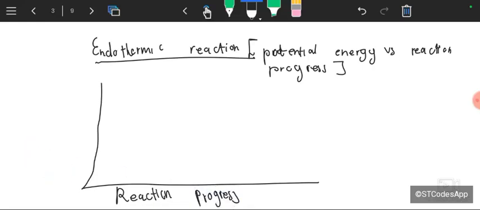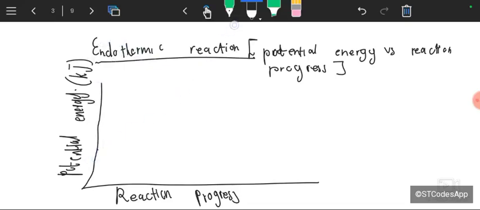Here we have potential energy, which is measured in kilojoules. Remember, it's potential energy versus reaction progress, and I'll explain what is going to happen. The potential energy of the system will start here. We're speaking about a system that is an endothermic reaction.